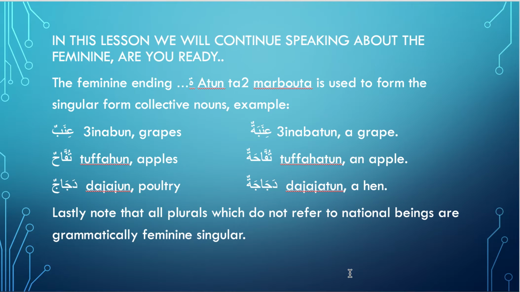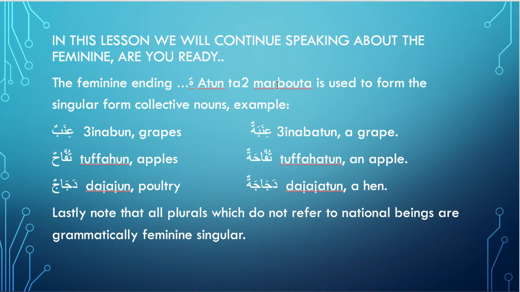Now let's go to the next lesson. In this lesson we will continue to speak about the feminine. Are you ready, guys? The feminine ending with T, تاء مربوطة. As you remember, let's keep remembering how we form it in the letter when we write it, like that, in Arabic and in English forms.